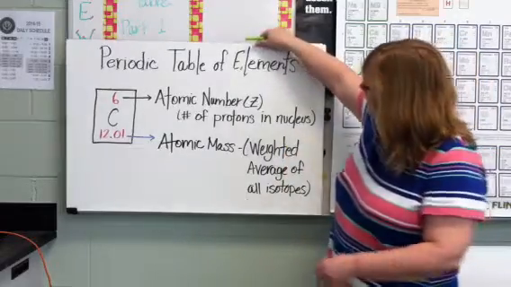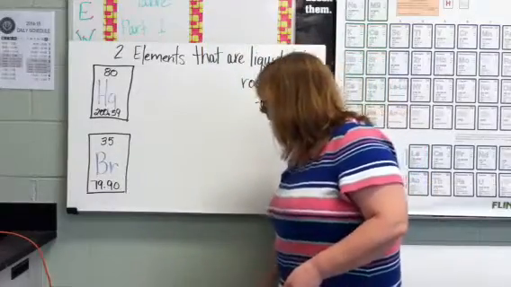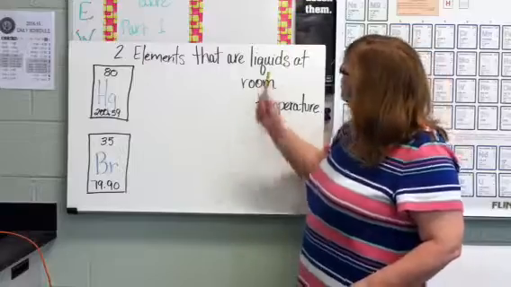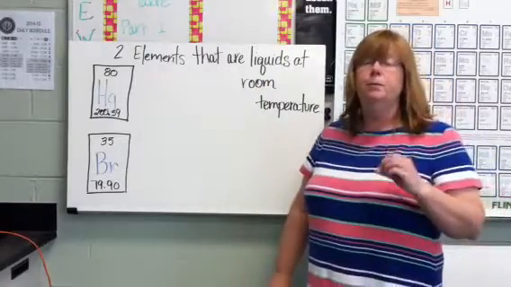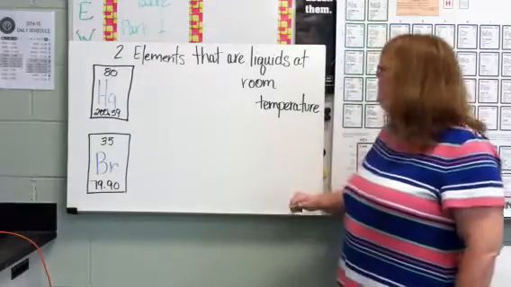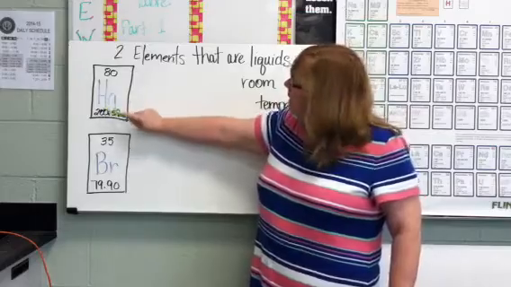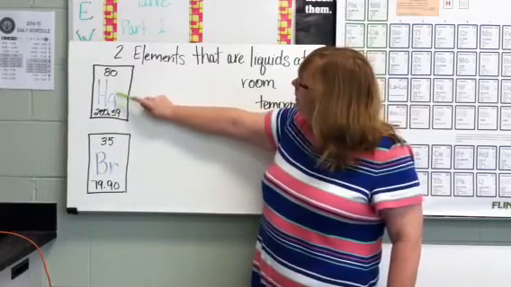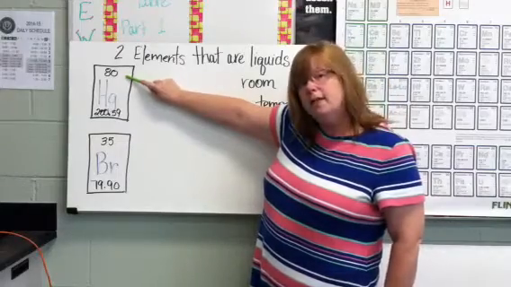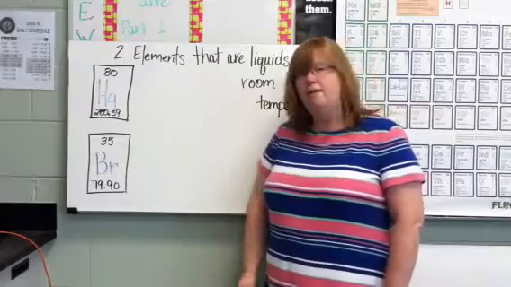All right, let's have a look at 2 special elements for a minute to review these concepts. These are the 2 elements that are liquids at room temperature, the only 2 elements that exist as liquids at room temperature. The first one is mercury, capital H, lowercase g. Its atomic number is 80, so it has 80 protons in its nucleus, and its atomic mass is 200.59.